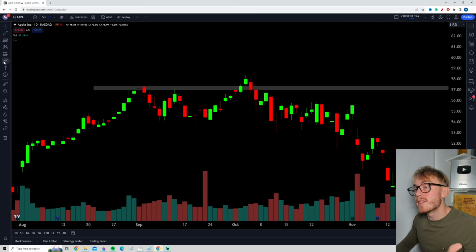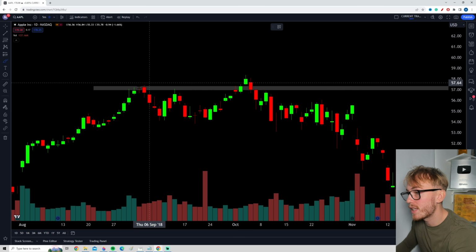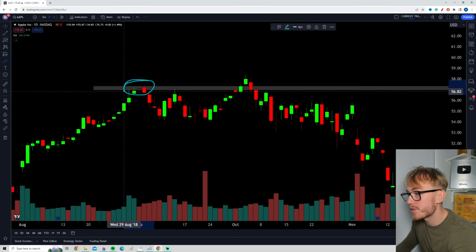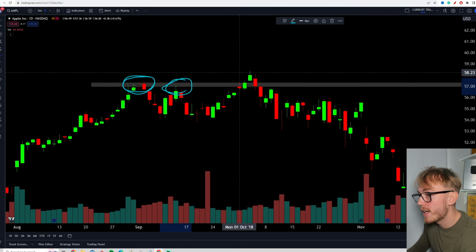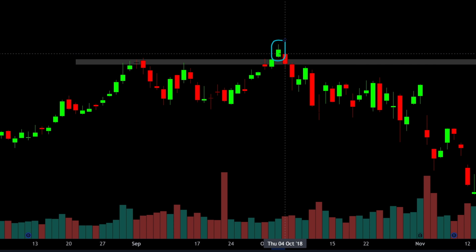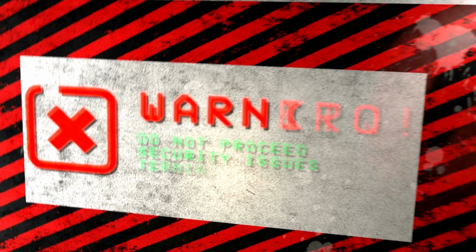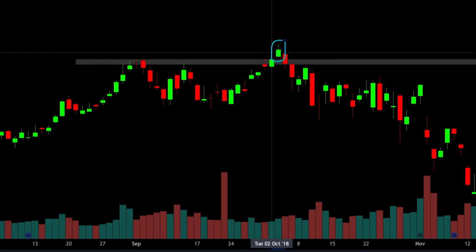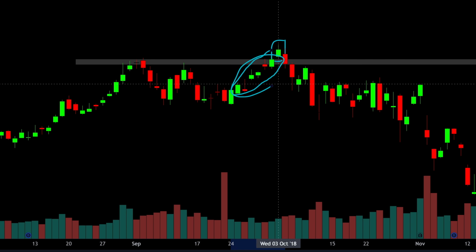If we now take a look at this example instead, we can see that once again we had a resistance level. We saw resistance coming in 1 time, 2 time, and then during this candle right here we had an attempted breakout. But we had a few warning signs regarding this breakout. First of all, we can see that this candle was not really a momentum candle. It was not much larger than the previous candles.